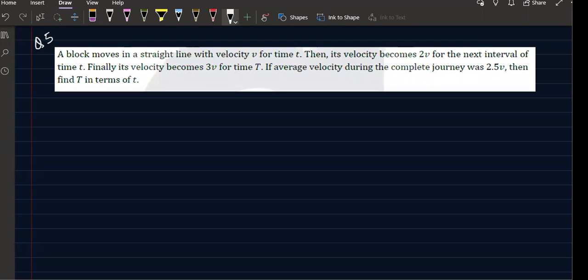Okay, I'm getting answers now. Yes, very good. So let's see. A block moves in a straight line with velocity v for time t1. Let's draw this. A to B, the velocity is v and the time is t. It is visible, right? I think it is visible enough.